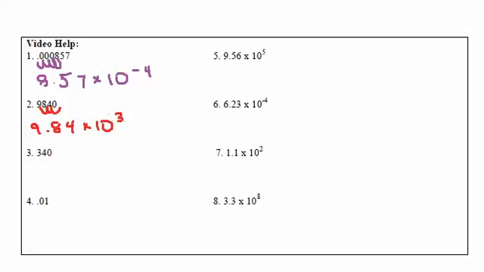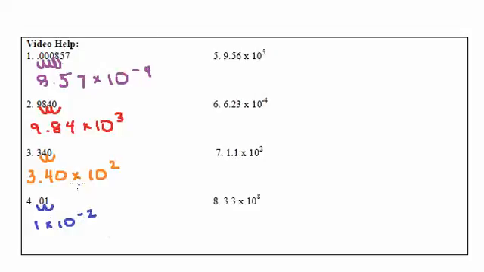For the next problem, I have 340. Now I need to move the decimal place over 2 places to make this between 1 and 10, so 3.40, or just 3.4 for right now, times 10. Now I made a large number smaller, so it's going to be positive 2. Okay? And for the last one, I've got 0.01, so I need to move my decimal place over 2 places, and so this value is going to be 1 times 10. Now I made a small number larger, so it's going to be to the negative second.